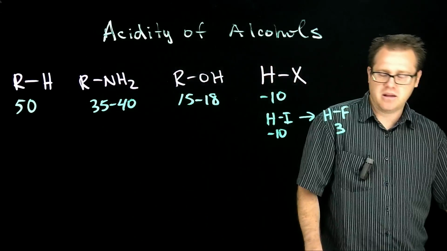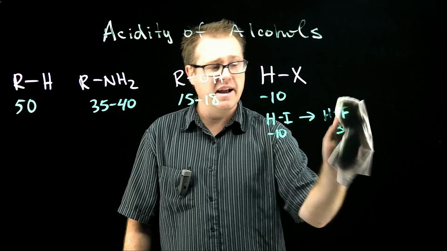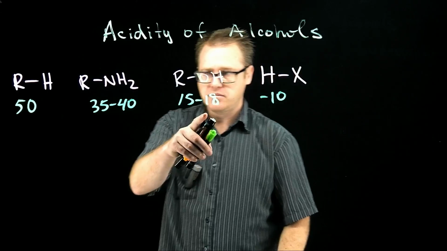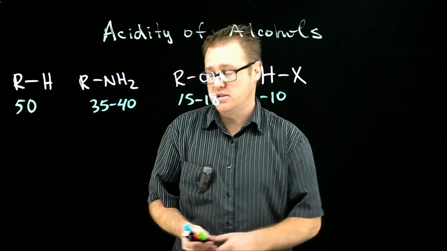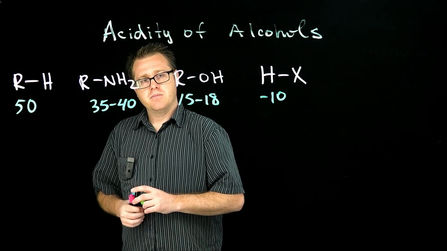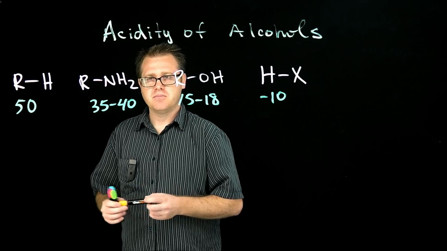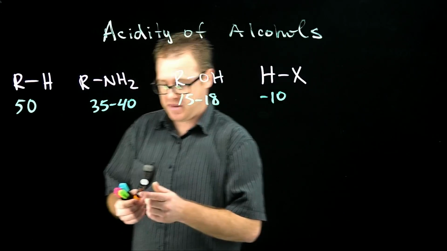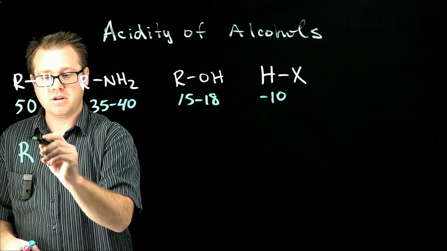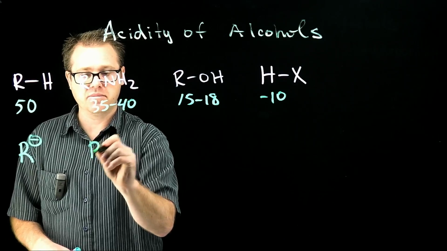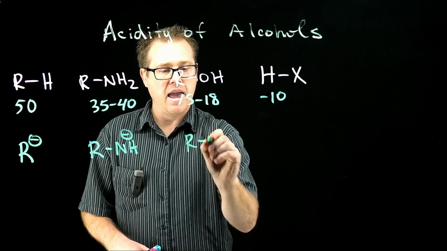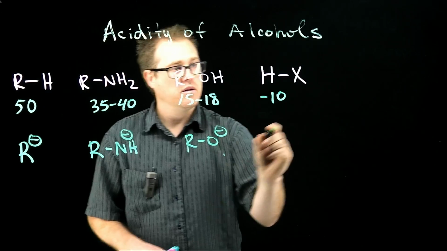Now we can say we have these numbers to help us understand the acidity, but what if we didn't know these pKa values? Then we can qualitatively look at it based off of the stability of their conjugate bases. So we could take a look at these, and when the hydrogens are ripped off, we would get these negatively charged species, like so.